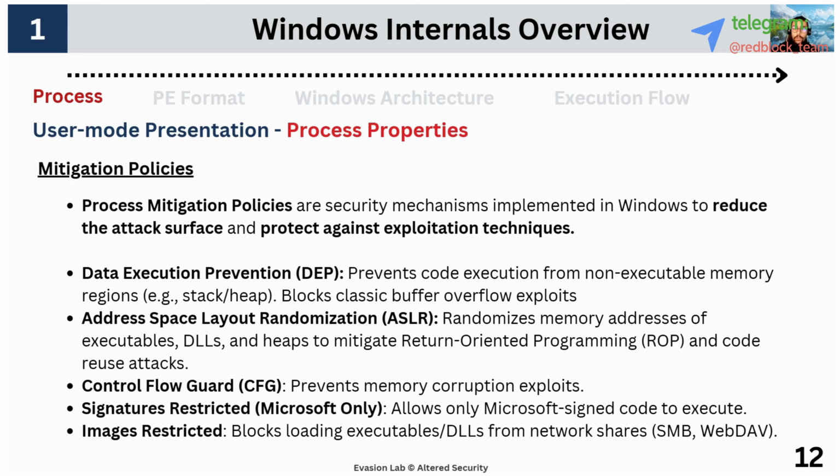Next is the Control Flow Guard, the CFG. It is a security feature that prevents memory corruption exploits by ensuring that code execution only follows legitimate control flow paths.